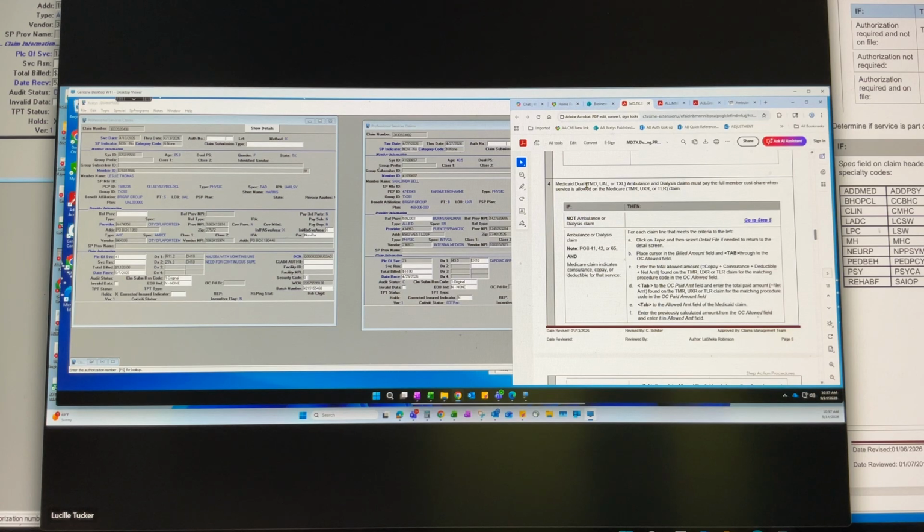Medicaid dual ambulance or dialysis claim must pay the full member cost share when services are allowed on the Medicare.